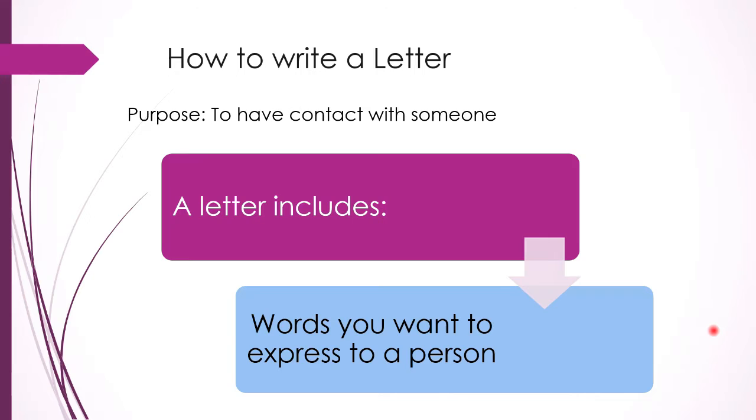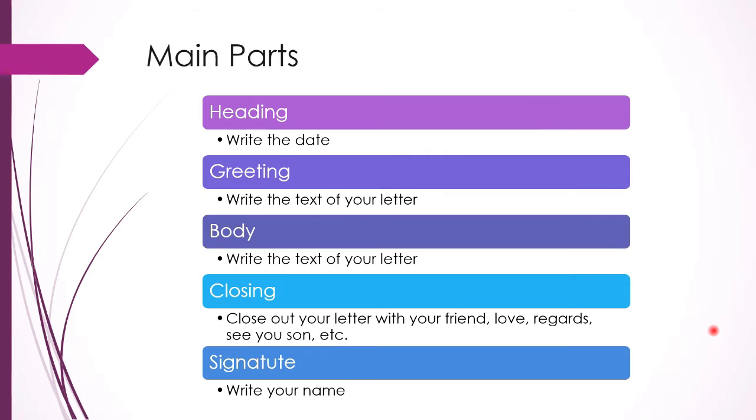Well, first of all, you have to include the words that you want to express to a person. But not only that, we have to check that we cover the main parts. Let's go one by one. The first one is the heading. What is the heading? The heading is where you are going to include the address and the date.